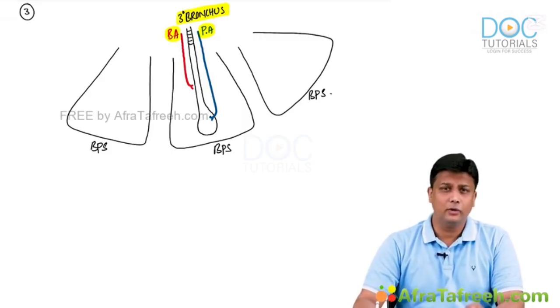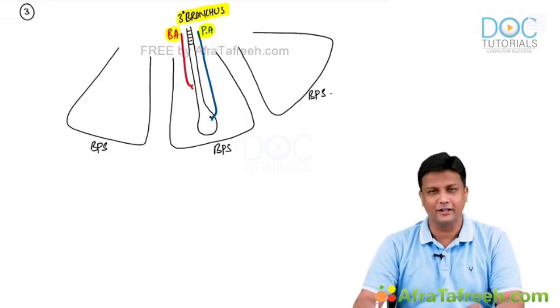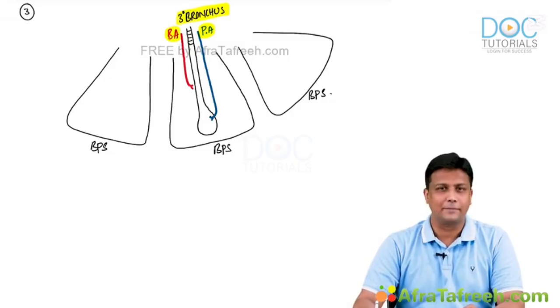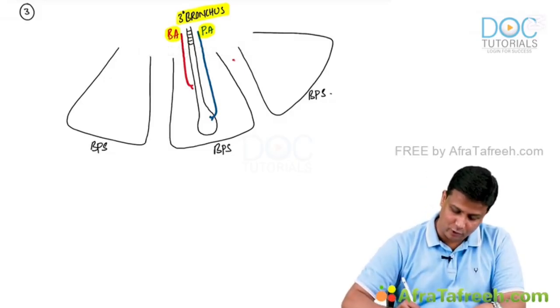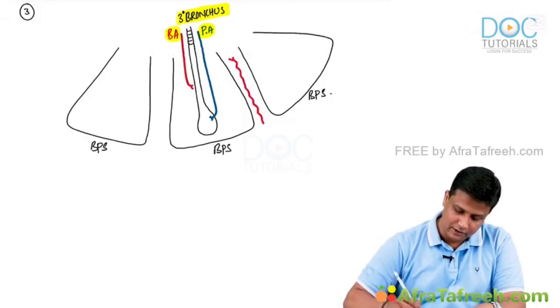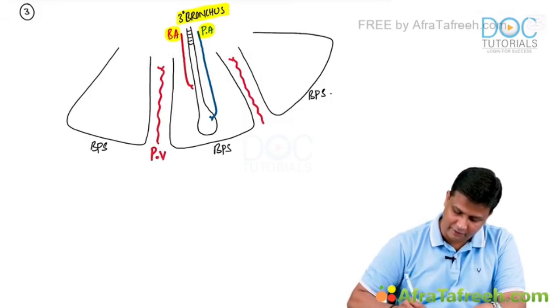But sir, what about the pulmonary vein? Where do we have the pulmonary vein here? Do we have a pulmonary vein individually for each and every bronchopulmonary segment? Absolutely no. You will actually have the pulmonary vein in between the segments. The pulmonary veins are intersegmental.